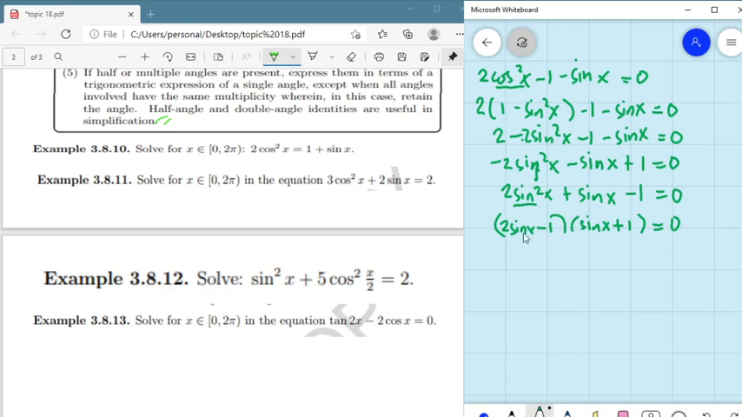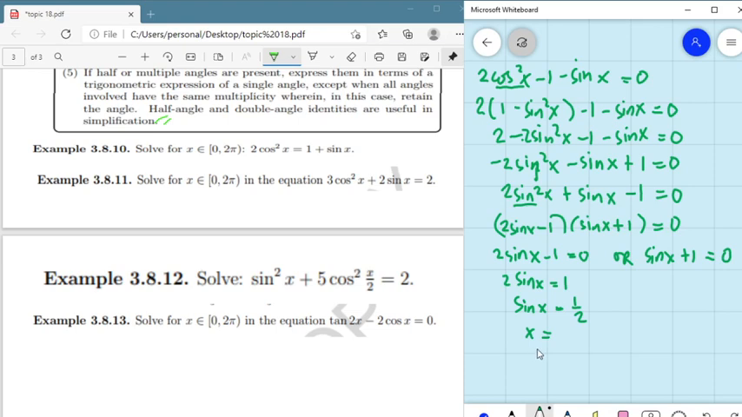Okay. So from there, you are going to apply the zero factor law. We have 2 sine x minus 1 equals 0, or we have sine x plus 1 equals 0. So in this case, 2 sine x equals 1, so sine x is 1/2. So x is, what is the value of x when sine x is 1/2? Sine x is 1/2, so it's pi over 6.